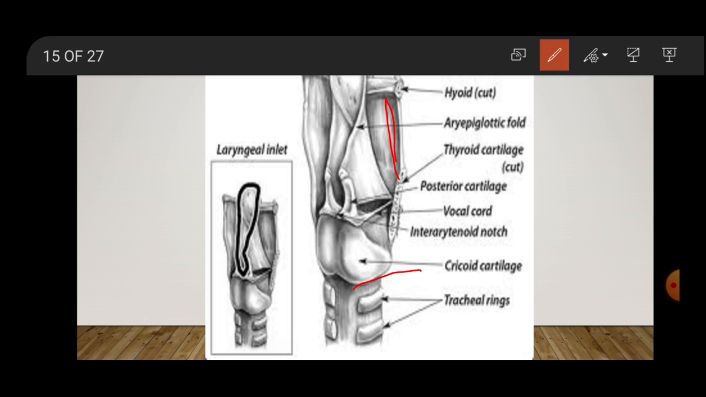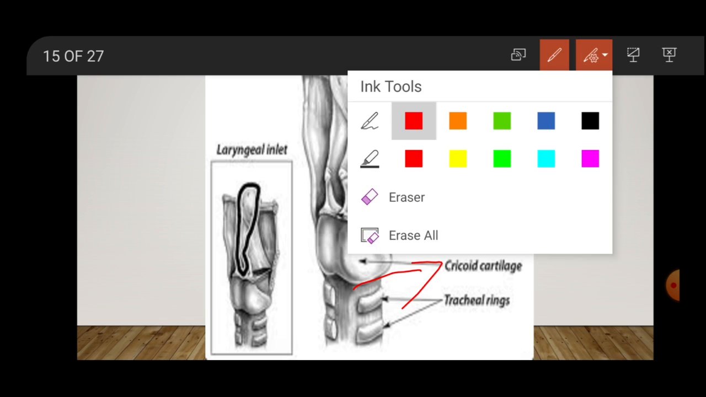So this is the cricotracheal ligament, between the lower margin of the cricoid and the first tracheal ring. Okay, so the next is the cricothyroid ligament, in the midline anteriorly. So these are the extrinsic ligaments that are present in the larynx. So you have 2 intrinsic ligaments and 4 extrinsic ligaments of the larynx.